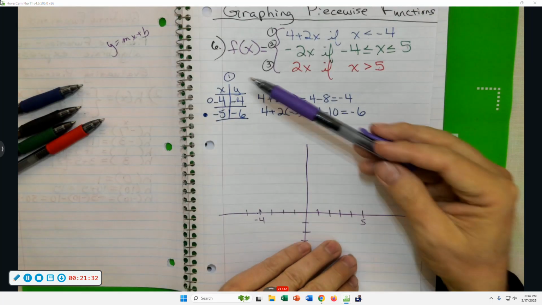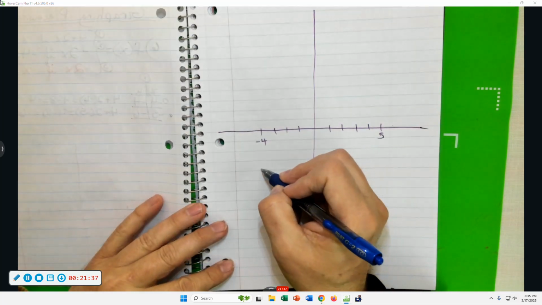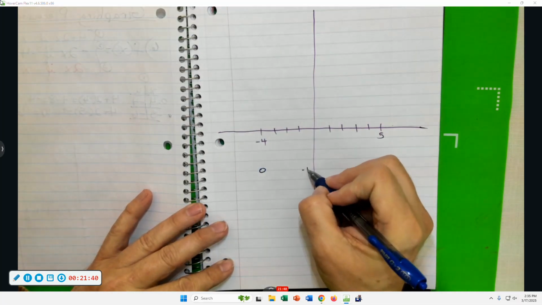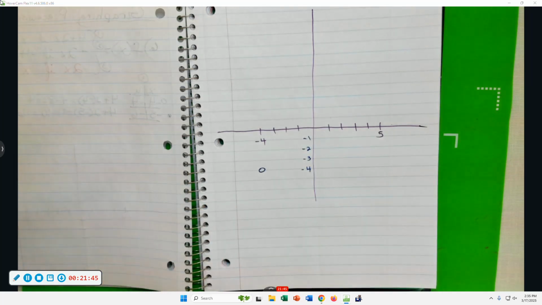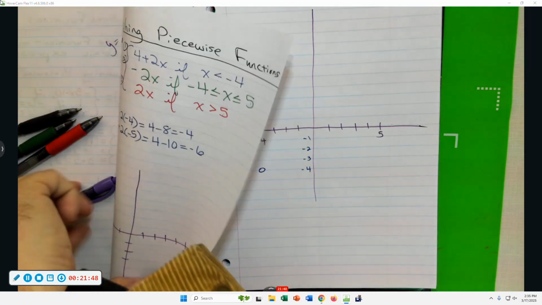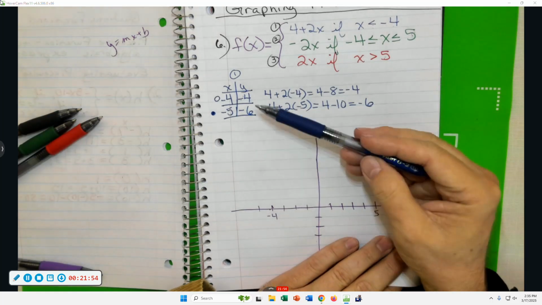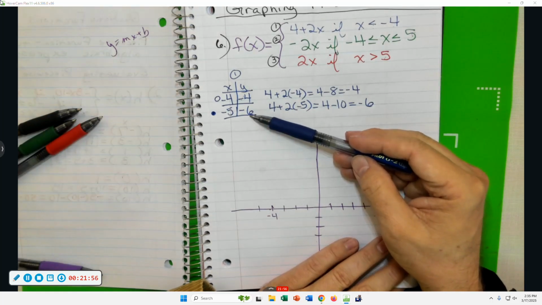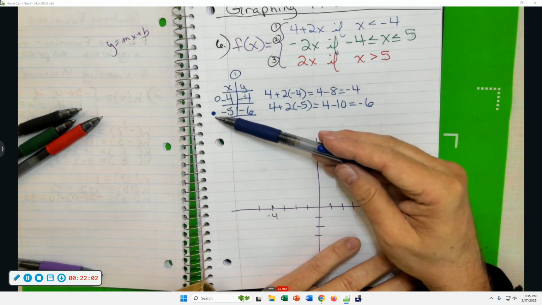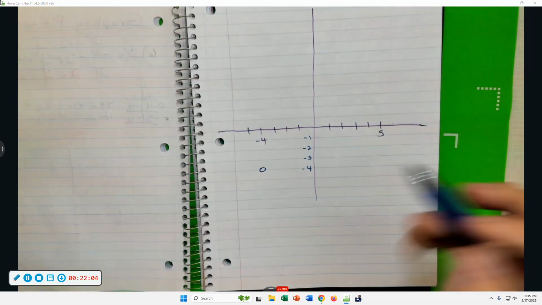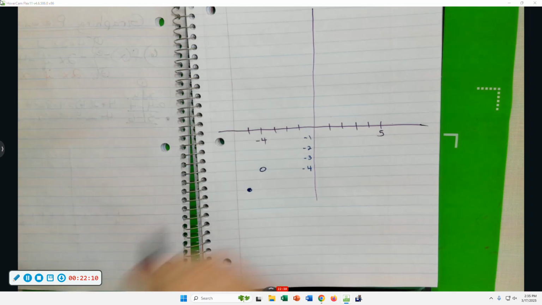So we have the ordered pair -4, -4, left 4, down 4, open circle. And what was that other point we had? Right here. -5, -6. Remember I said any point that you choose the x value yourself has to be a regular closed dot. So -5, -6. We go left 5 and down 6 right there.